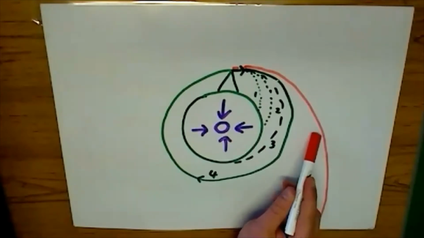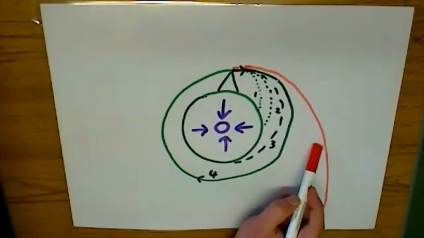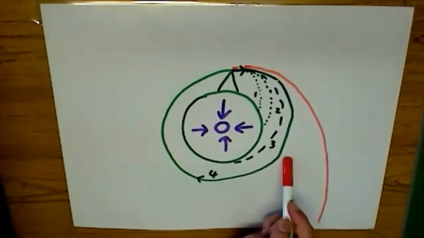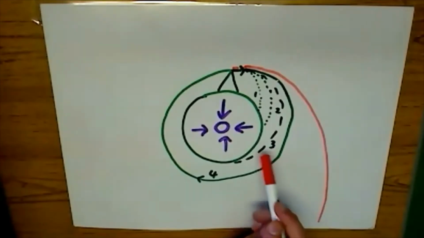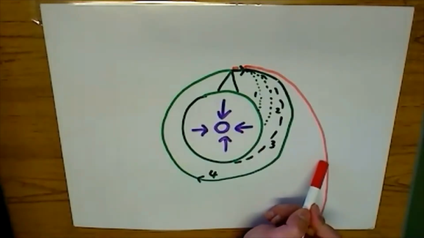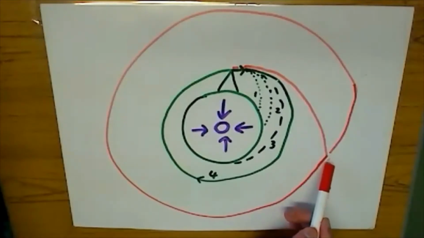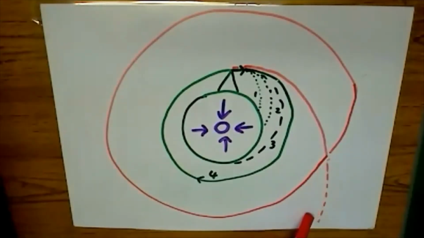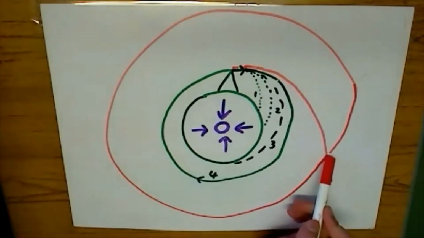If we wanted to put, let's say, this bullet on this red trajectory at a higher orbit, so further away from the planet, we would have to change its speed and slow it down. At this point here, the dotted line shows where it would go if you didn't change the speed, and it would just keep spiraling out further away. But we're slowing it down at this point.